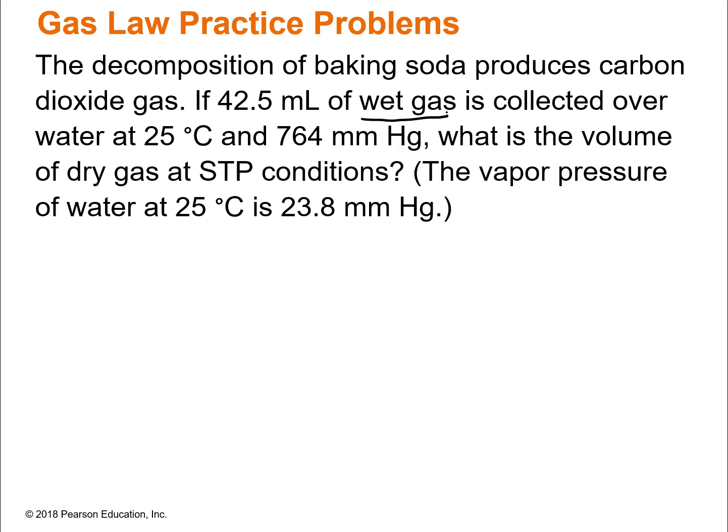We see the term wet gas. Remember, wet gas means your gas sample plus water vapor. So if we're looking at a total pressure, it's going to be the partial pressure of the gas plus the partial pressure of the water vapor. The first step is to find the pressure of your gas using Dalton's law.